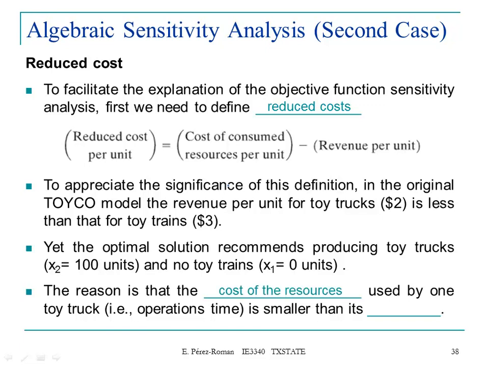The reason is that the cost of the resources used by one toy truck, for example, the operation time, is smaller than its unit price. So even though you're making more profit, you're spending more time producing those type of products, which makes the product more expensive. Okay, so if you spend more money producing the product, even though you are making more profit, it is not better than producing a product that would not give you that much profit, but is less expensive.